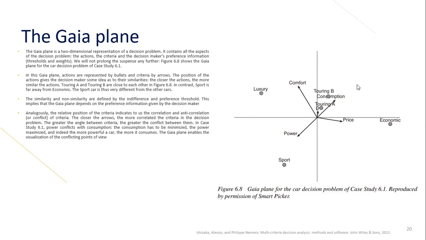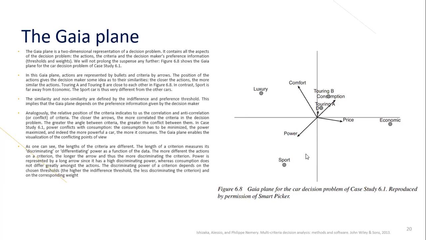Next, if you use the software called Smart Picker, there is a graph called the GAIA plane, which combines the criteria, which are consumption, price, power, and comfort, and the alternatives here. The way you can understand it is that whenever two are closely related to each other, it means they have the same characteristics.